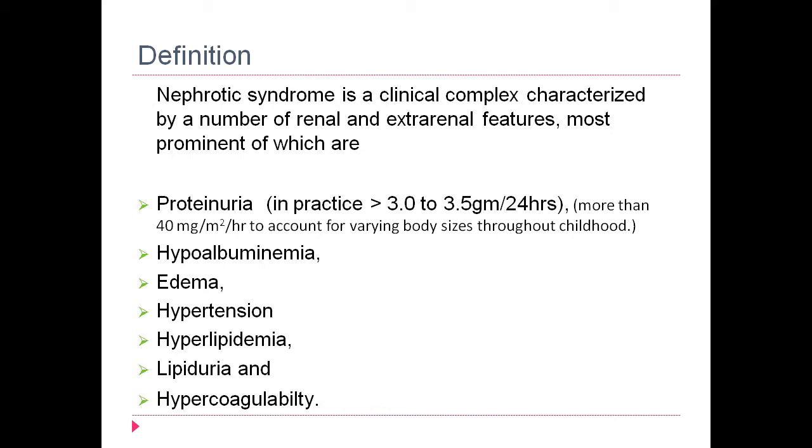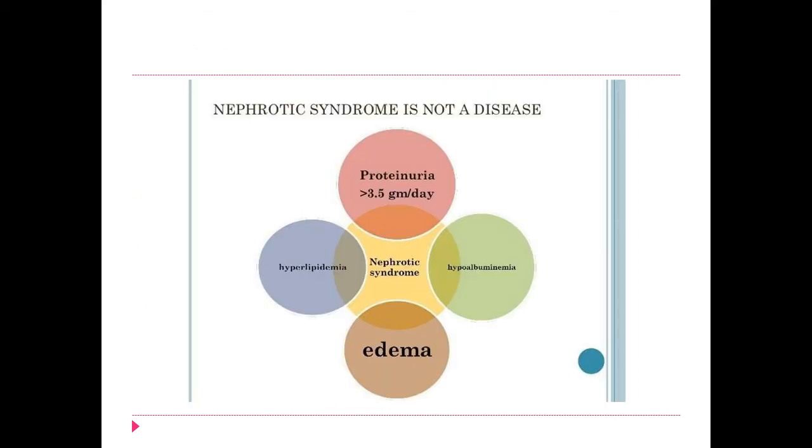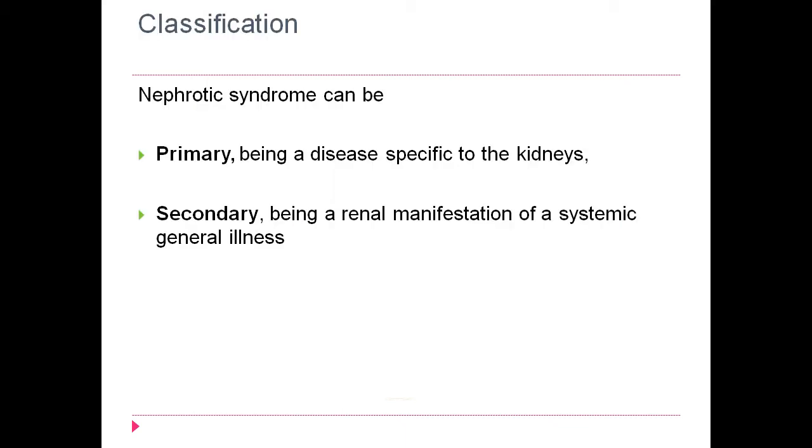There can be hypoalbuminemia, edema, hypertension, hyperlipidemia, lipiduria, and hypocoagulability. Main features are proteinuria, hypoalbuminemia, edema, and hyperlipidemia. It can be classified as primary, where the disease is specific to the kidneys, and secondary, where a systemic general illness has a renal manifestation.